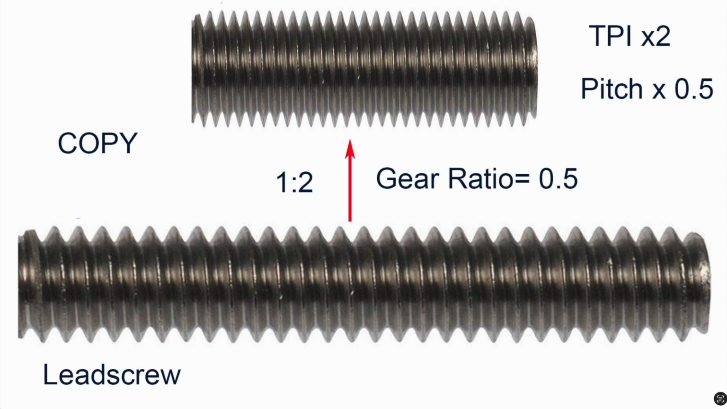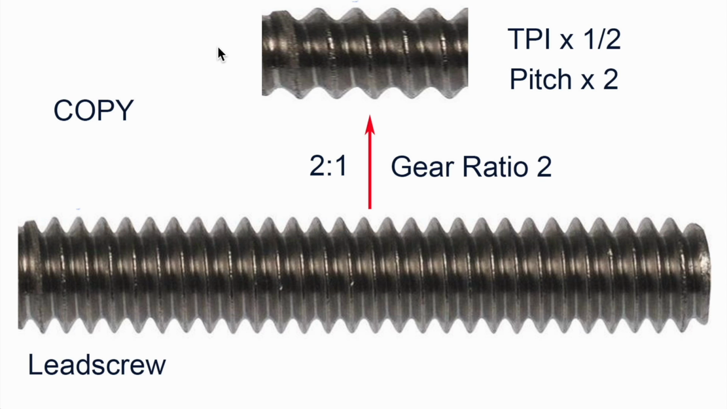We can modify that by introducing a gear ratio between the spindle and lead screw. So if we have a gear train, for example, that has a gear ratio of 0.5, we have the lead screw turning half as fast, and that makes a finer thread. And so the number of threads per inch is doubled and the pitch is halved.